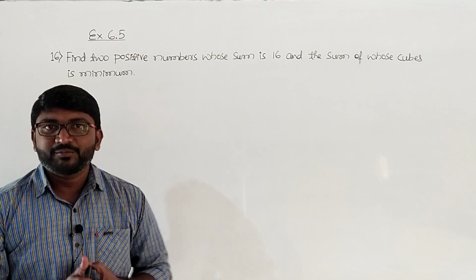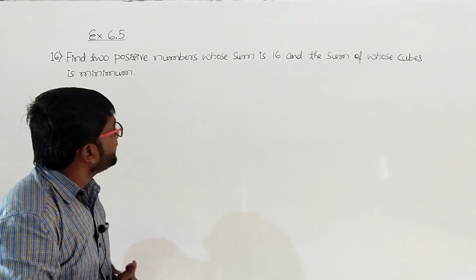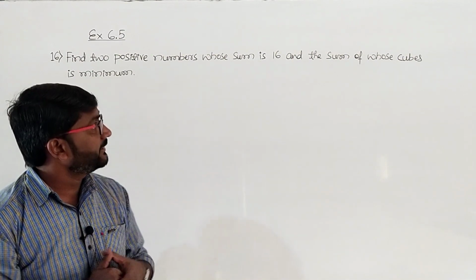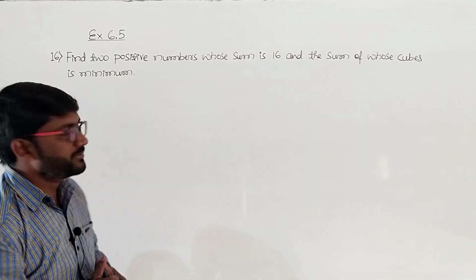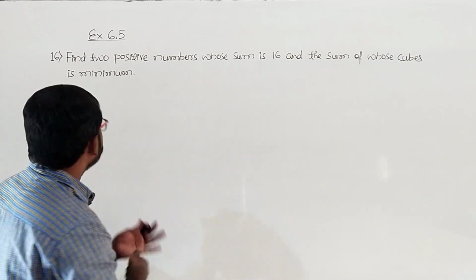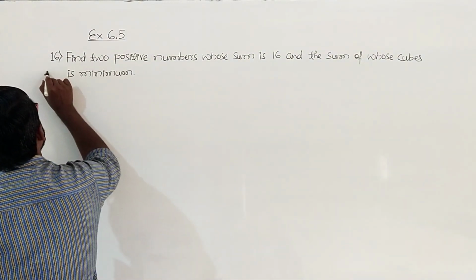Well, the 16th problem it is: find two positive numbers whose sum is 16 and the sum of whose cubes is minimum. So again it is very important for 3 marks.